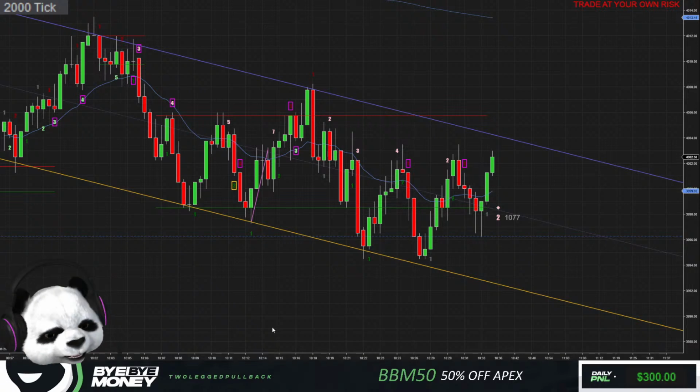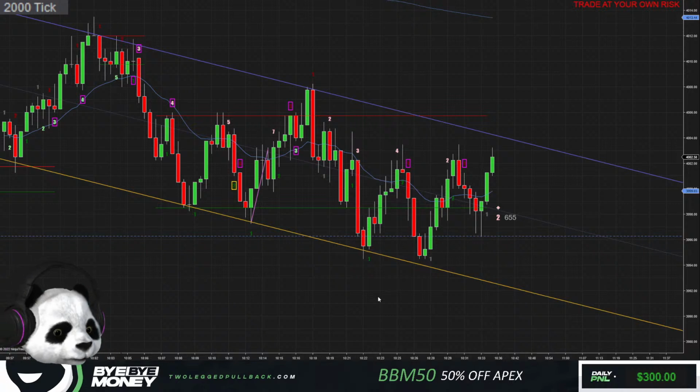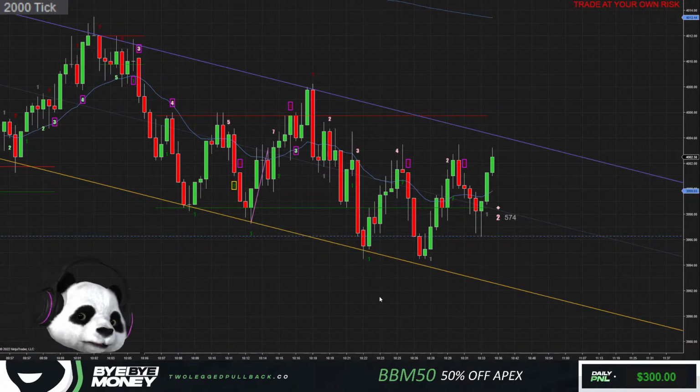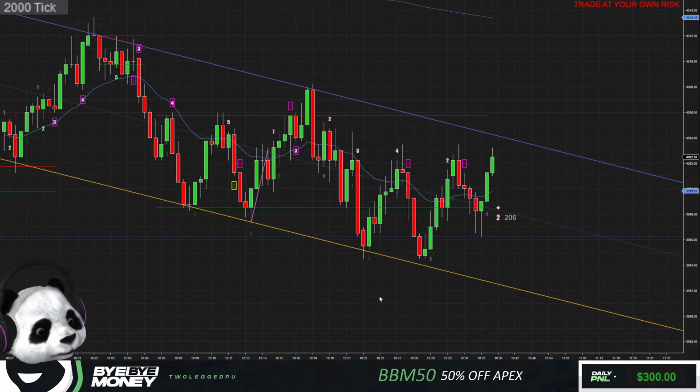The 10,000 tick chart trap is currently about to fail. We're making an outside bar reversal on the trap on the 10,000 tick chart. That's very tricky. Very tricky indeed. Making a triple top here.